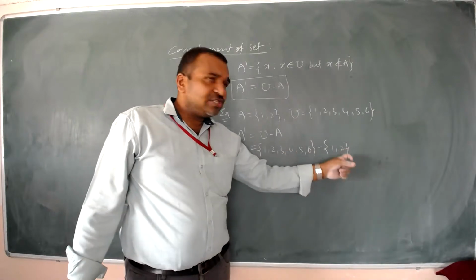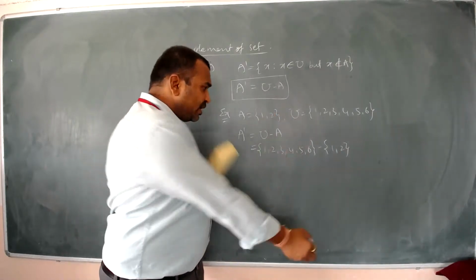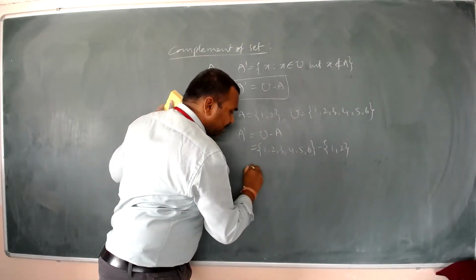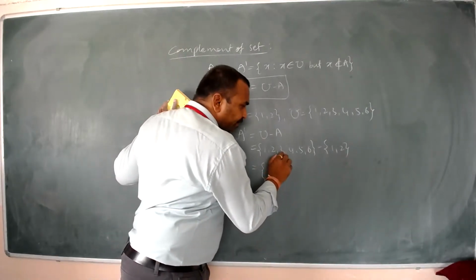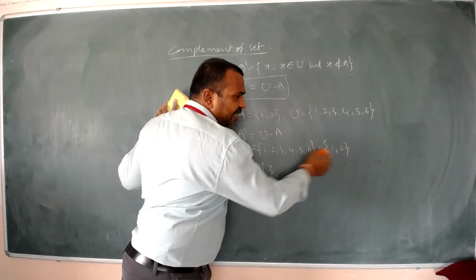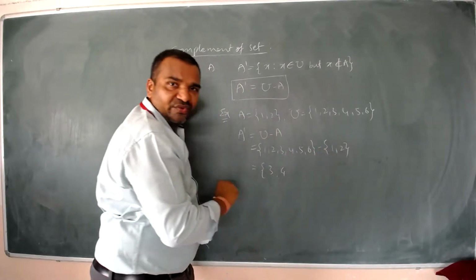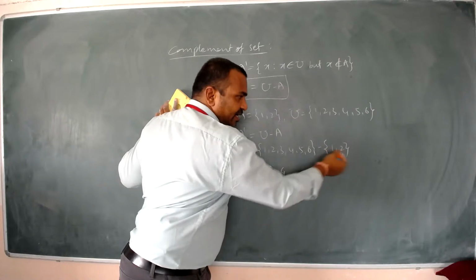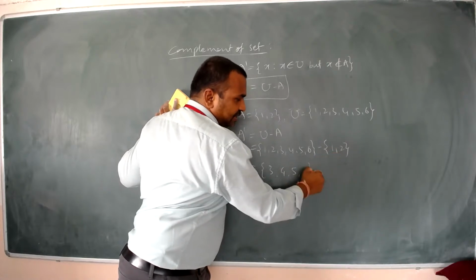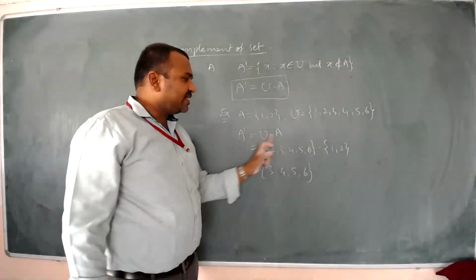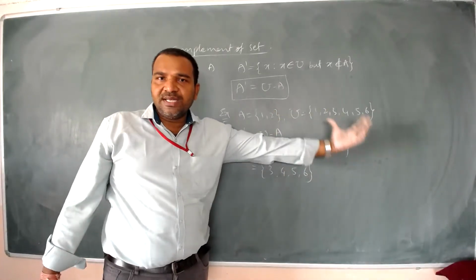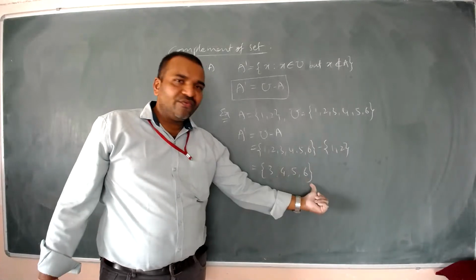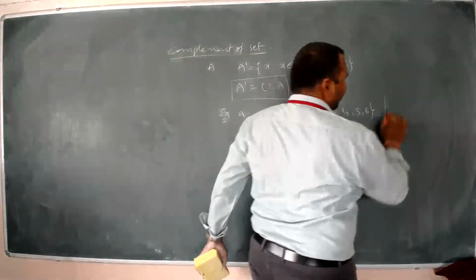Here 2 is there, here also 2 is there, so 2 will not be included. Here 3 is there, here 3 is not there, so 3 is an element of A dash. Next, 4 is there, here 4 is not there, so 4 is an element of A dash. Next 5, here is there, here not there, 6 also. So simply remember, difference is nothing but the element should be present in the first set but not in the second set. So A dash is {3, 4, 5, 6}. So what is the Venn diagram?